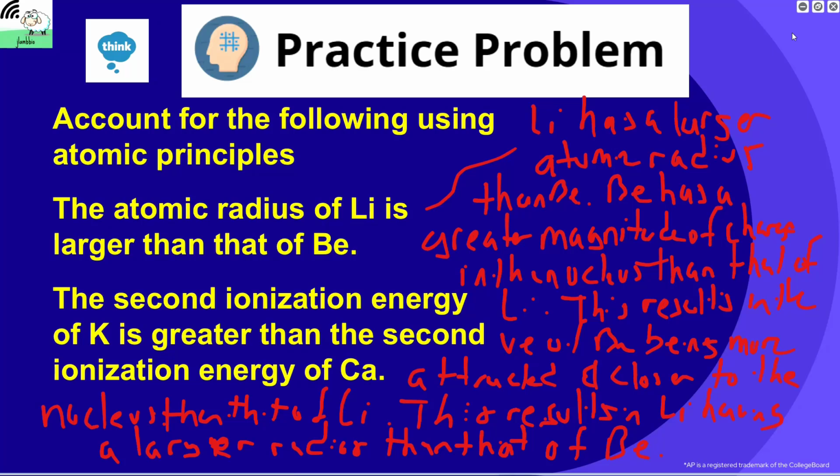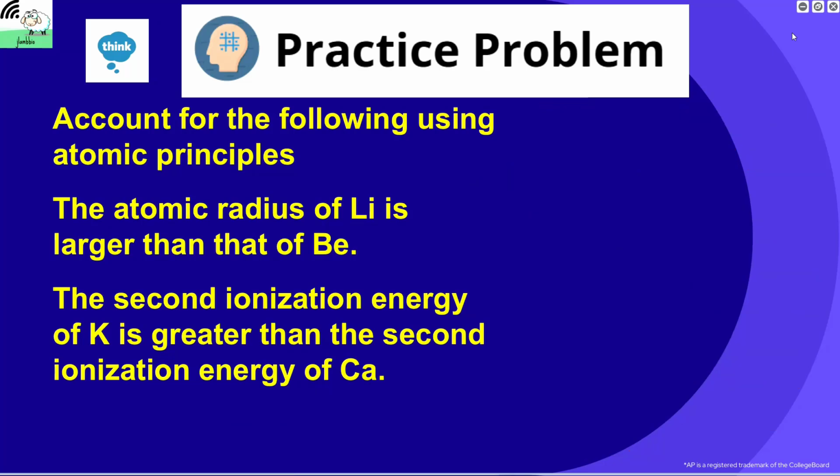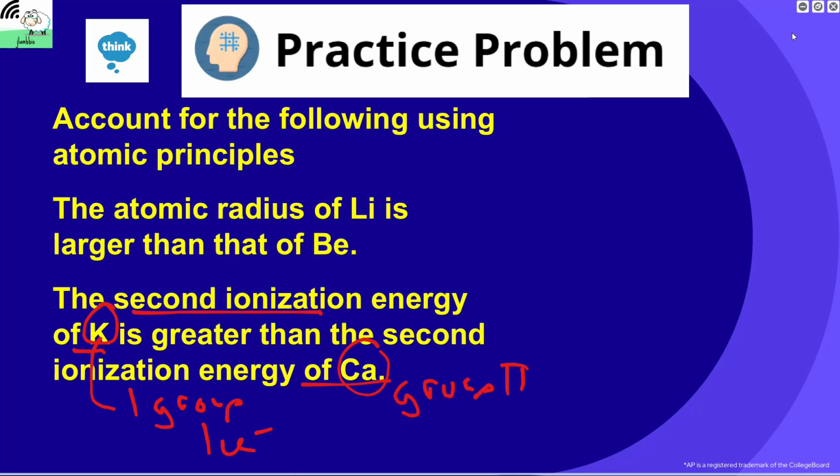So let's erase this. Our next question here asks us to analyze the fact that the second ionization energy of K is greater than the second ionization energy of Ca. So we're looking at successive ionization energies. If I look at the location of potassium versus calcium on the periodic table, I find that potassium is in the first group, and as a result has one valence electron, whereas calcium is in group 2 and has 2 valence electrons.